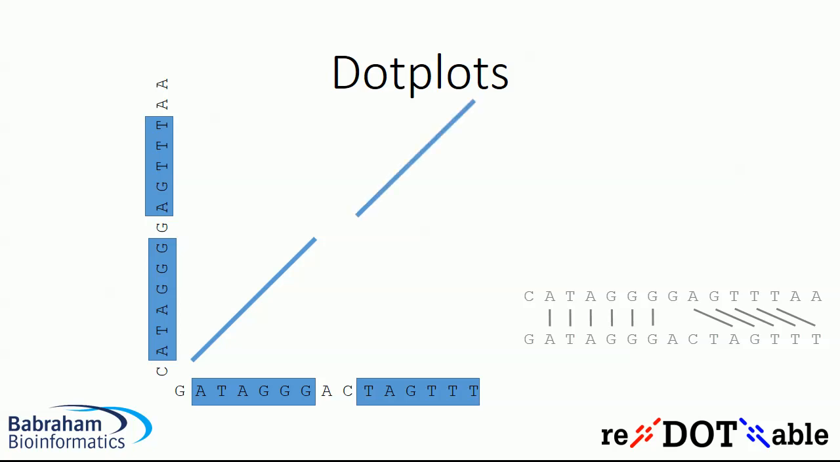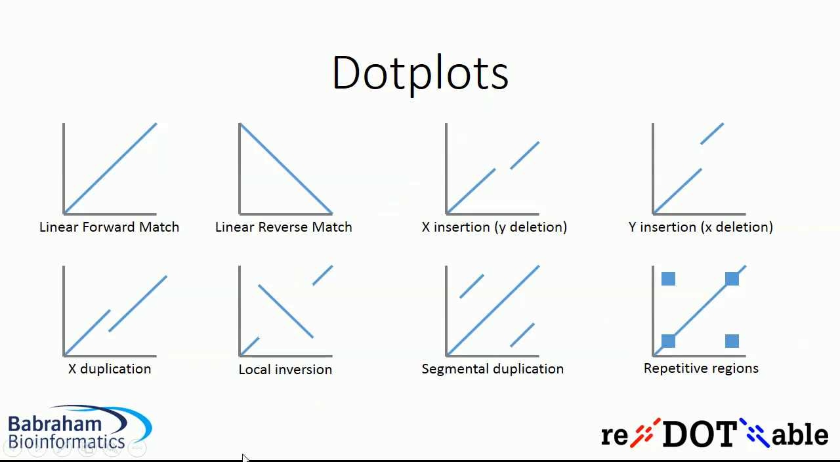And by adding lines for all of the different blocks of similarity between the two sequences, we build up a more complex version of the plot, which summarizes all of the complexity in the sequence similarity. Dot plots are therefore flexible enough to express all of the different types of similarity that you can have between a pair of sequences, whether the matches are simple linear forward or indeed reverse complement matches, insertions on either the X or the Y sequence, duplications, inversions, segmental duplications, or even highly repetitive regions that turn up all over the place in both sequences.